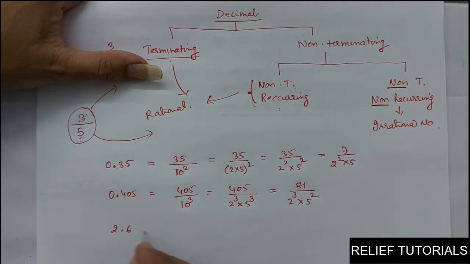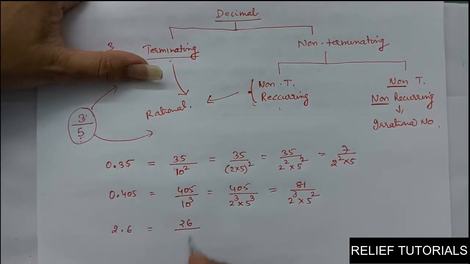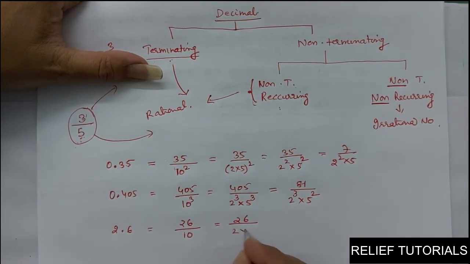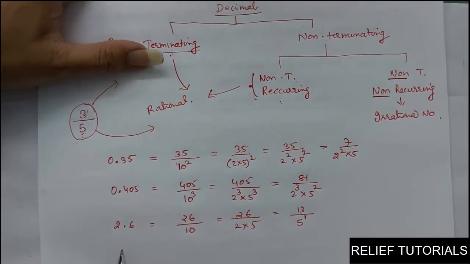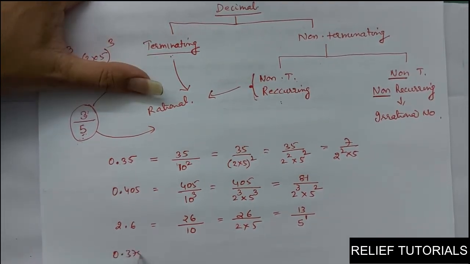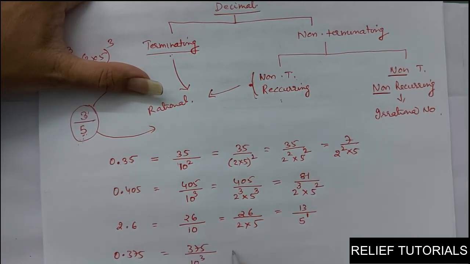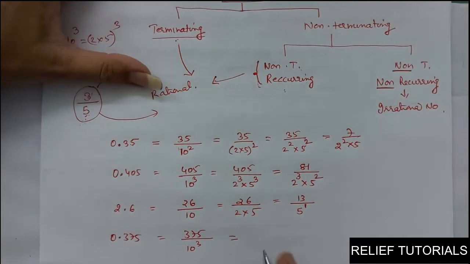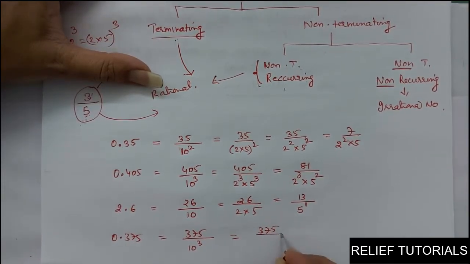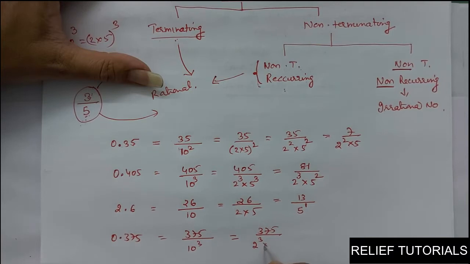Similarly, if I say 2.6, what will you write? 26 upon 10. So I can write 26 upon 2 into 5. 2 ones are 2, 2 thirteens are 26, so I can write 13 upon 5 raised to 1. Again, let's see 0.375. So you can write 375 upon 10 raised to 3, which equals 375 upon 2 raised to 3 into 5 raised to 3. I can divide this by 5.